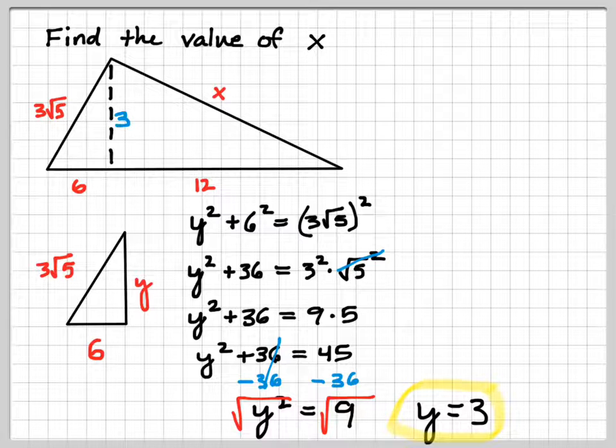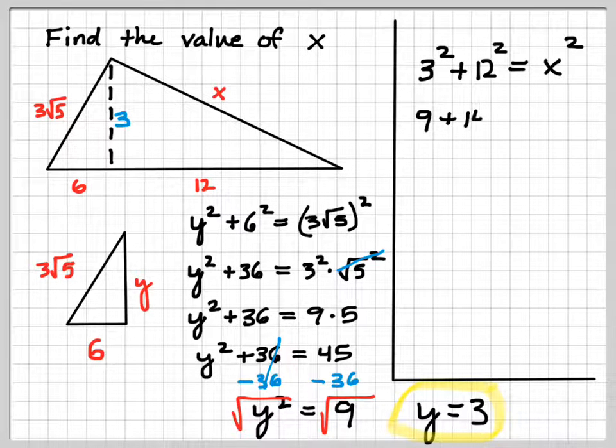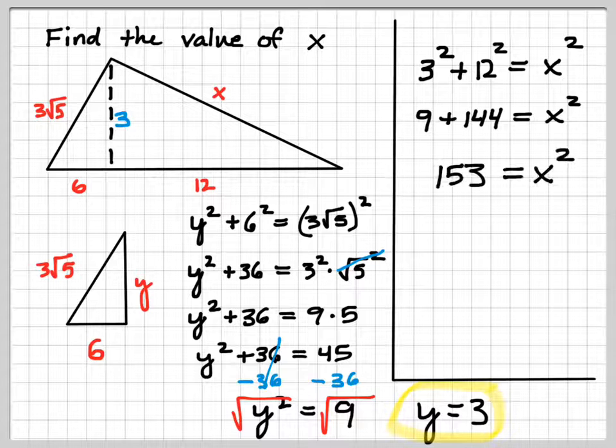And again, I have an A, I have a B, I'm looking for C, which in this scenario happens to be my X. So I'm going to go ahead and break it off here so I have a little section to do my second Pythagorean theorem problem. And I get A squared plus B squared equals C squared. 3 squared is 9, 12 squared is 144, equals X squared. I'm going to simplify a little bit here and get 9 plus 144 is 153 equals X squared. And then I'm going to square root.